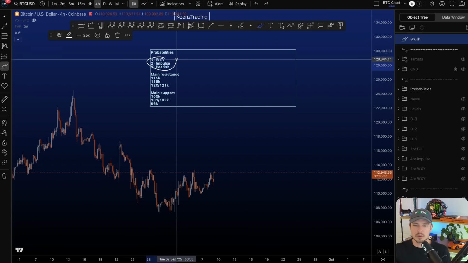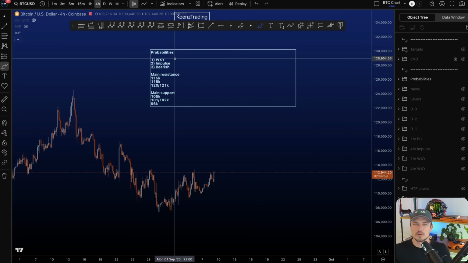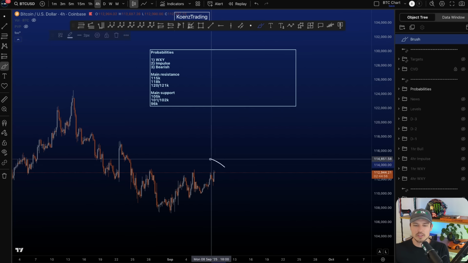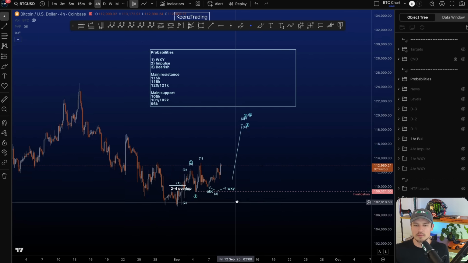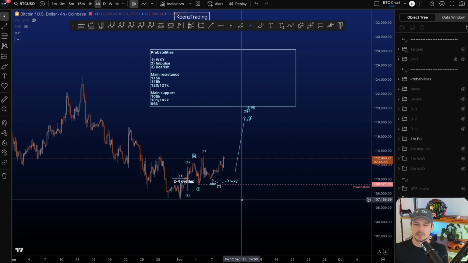The reason why the WXY is in the number 1 position compared to the impulse is because of the lower time frame count, and the bullish scenario has the 2-4 overlap. That is the reason why the probabilities aren't too great for an impulse here, but it's not invalidated, very much valid. And what we want to see is a push to the upside.